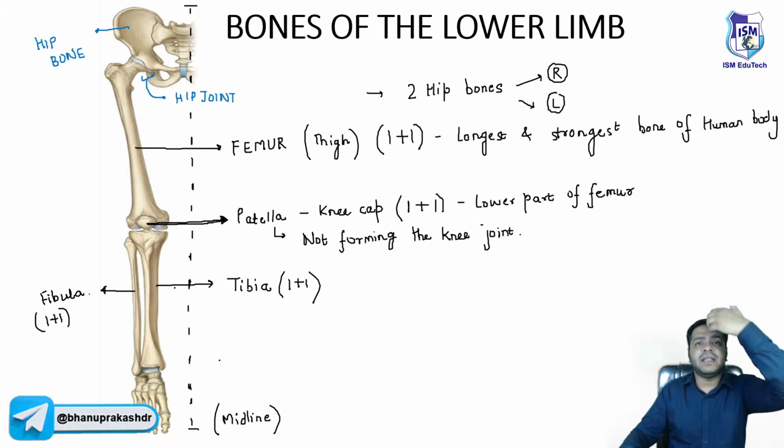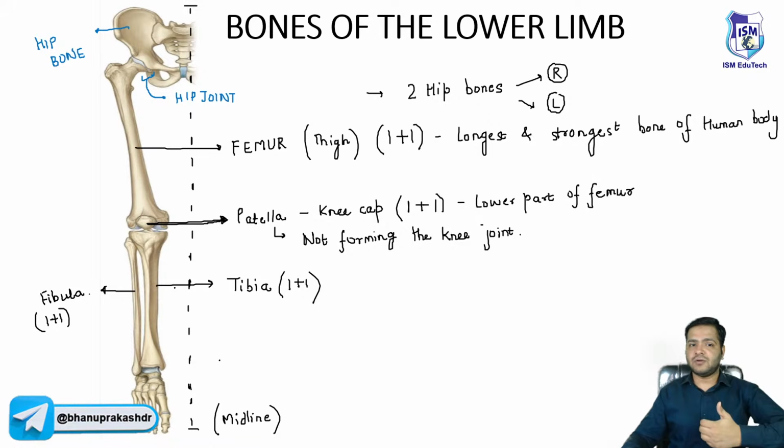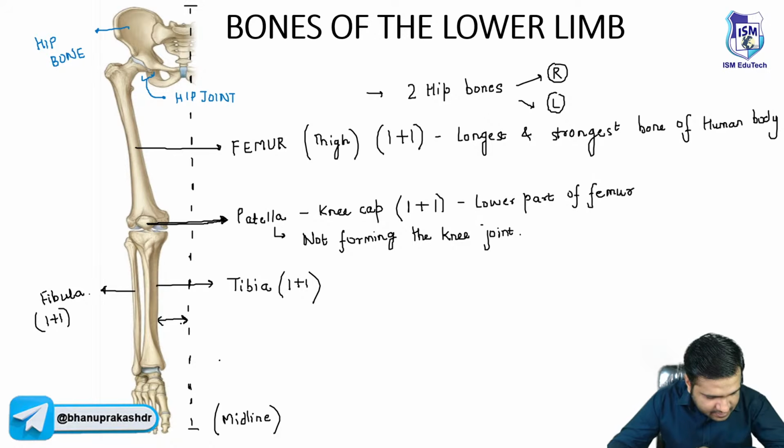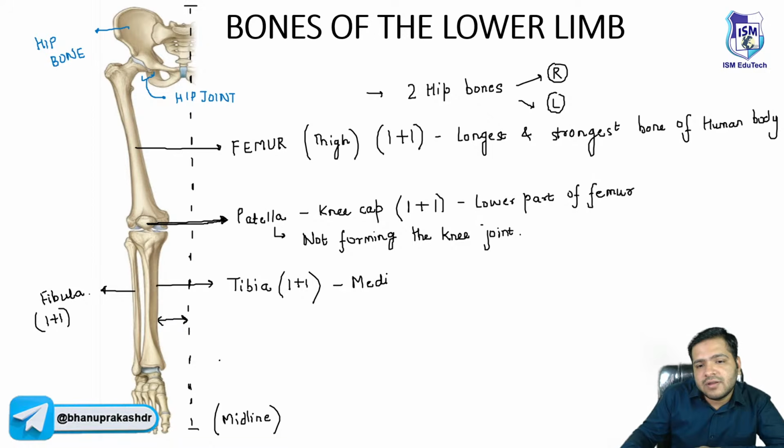Look, beta, look at the midline of the body. The tibia is closer to the midline of the body. Anything which is closer to the midline of the body is said to be medial, or in other words, I would say it is inside, towards the midline of the body. Yes, it is medial. Very good.